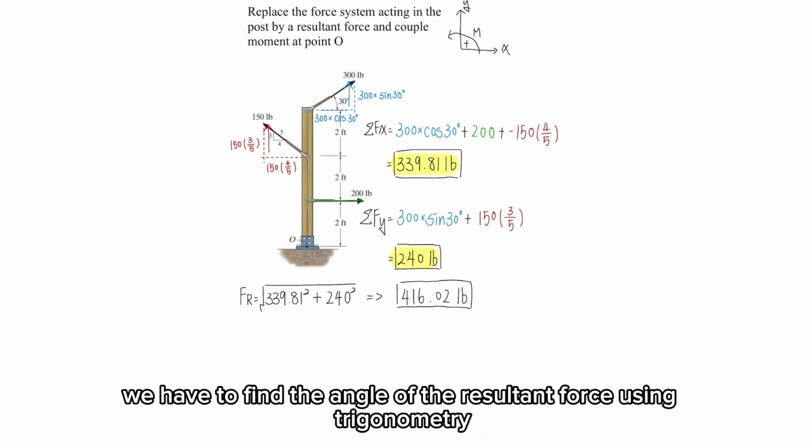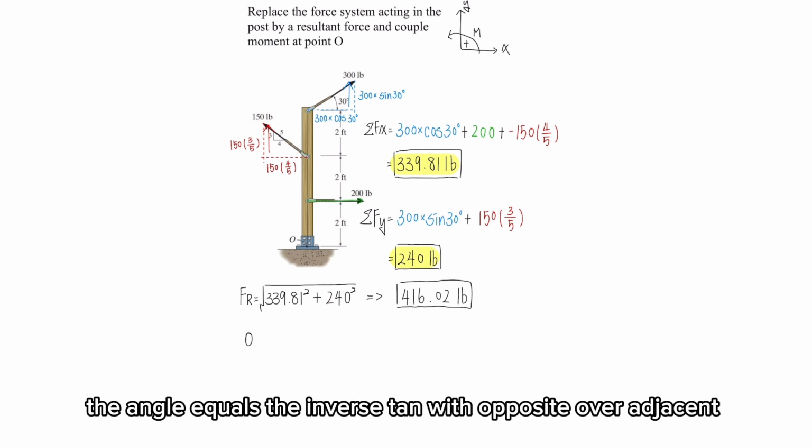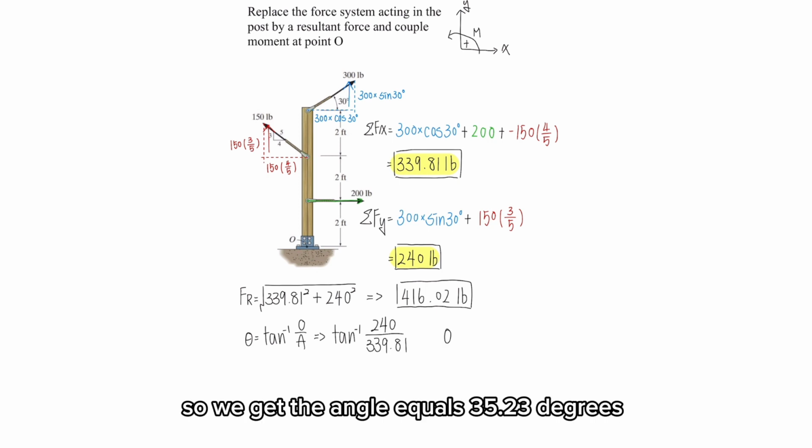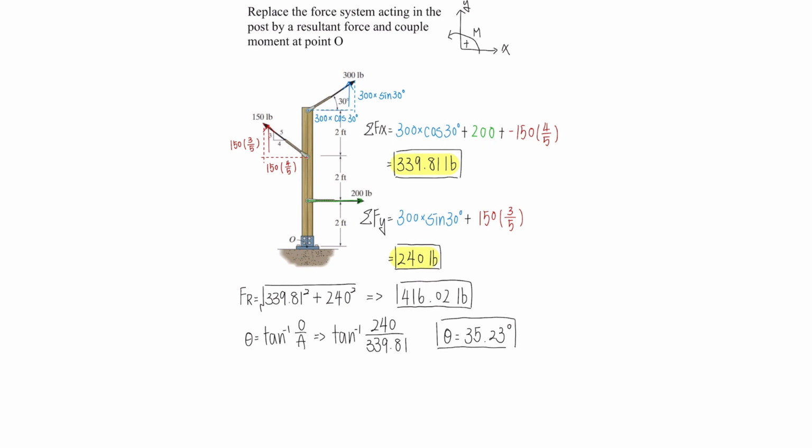Next, we have to find the angle of the resultant force using trigonometry. The angle equals the inverse tan with opposite over adjacent, which equals the inverse tan with 240 over 339.81. So we get the angle equals 35.23 degrees.